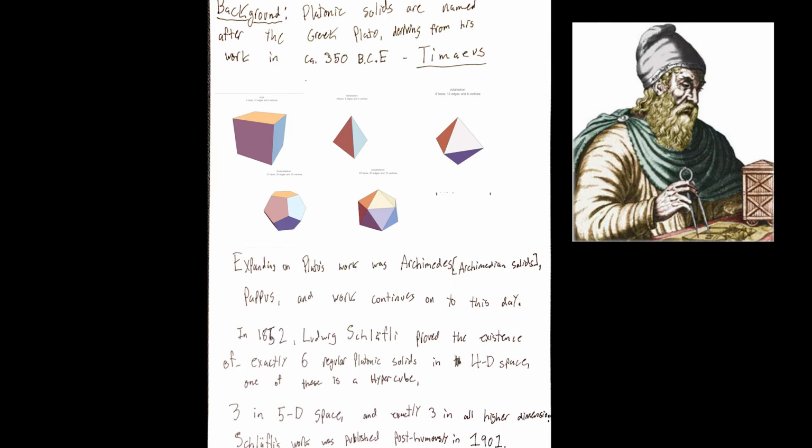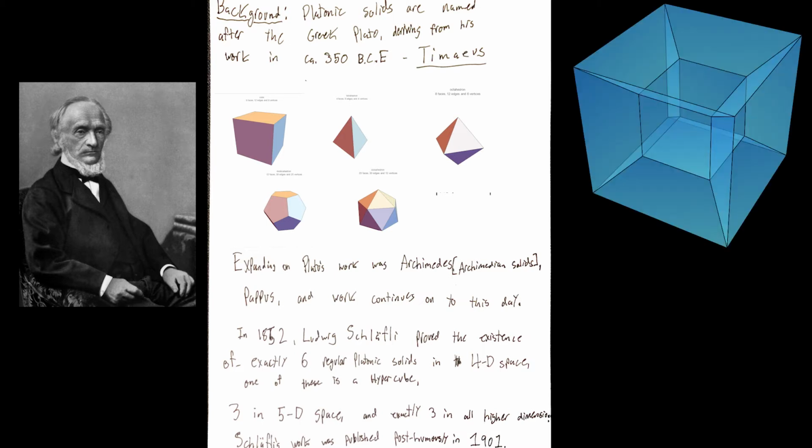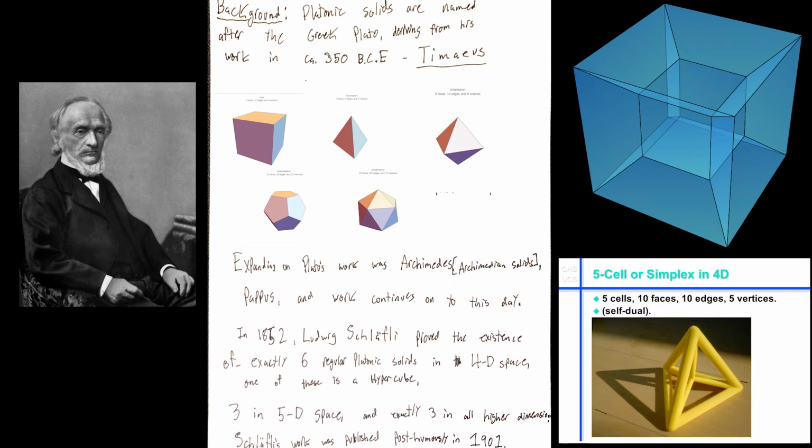For example, the book uses a soccer ball. Pappus also developed some work, especially in relation to Archimedes, and work continues on to this day. So, for example, semi-recently, in 1852, Ludwig Schläfli proved the existence of exactly 6 regular Platonic solids in 4D space. One of these is a hypercube, which I'll show you here. There are 3 Platonic solids in 5D space, and there are exactly 3 in all higher dimensions above 5.